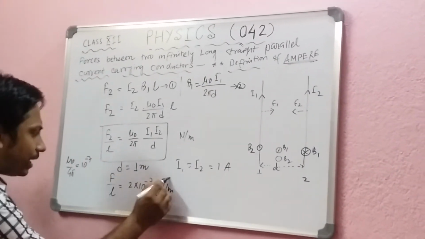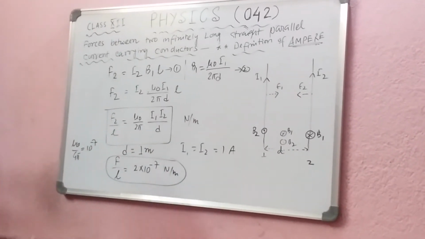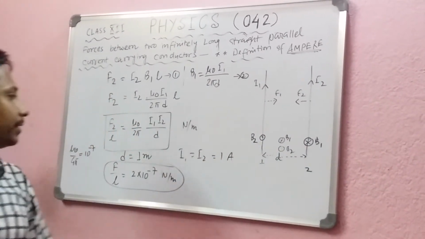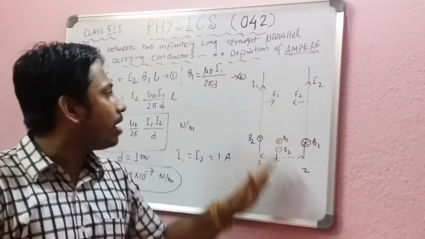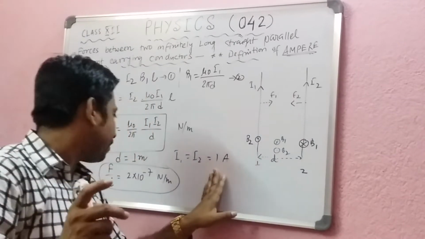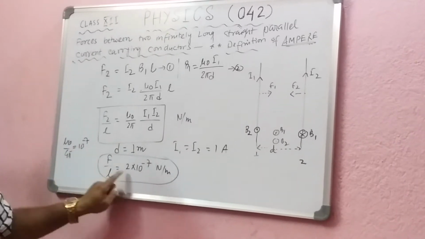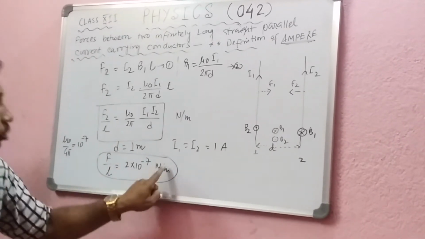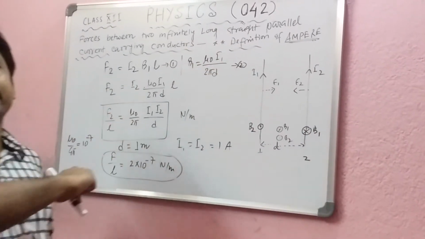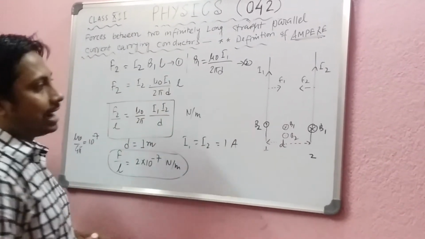So you know, from this relation we can define 1 ampere current. How? See, if two parallel current carrying conductors are separated by 1 meter and the currents I1, I2 are both in the same direction with the same magnitude of 1 ampere, then the force per length will be 2 into 10 to the power minus 7 Newton per meter. Then we can say the current will be 1 ampere current. So from this relation we can define 1 ampere current.